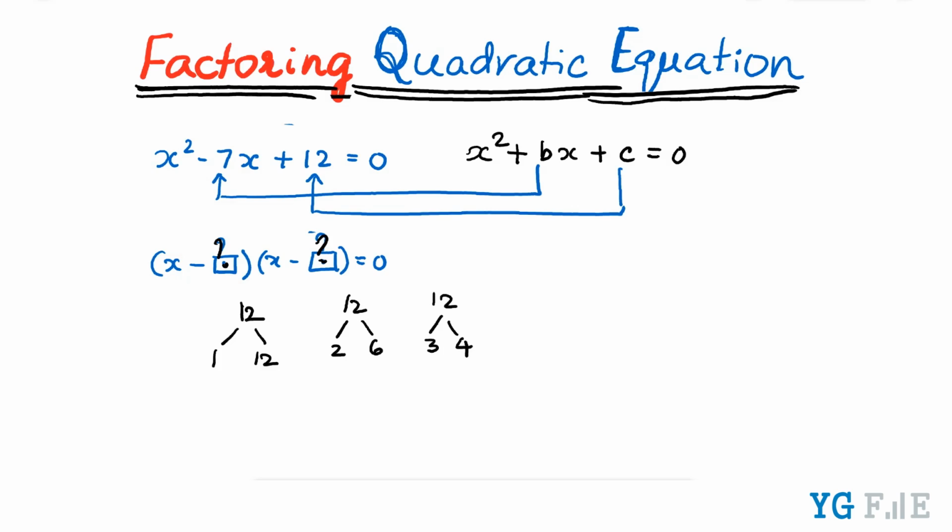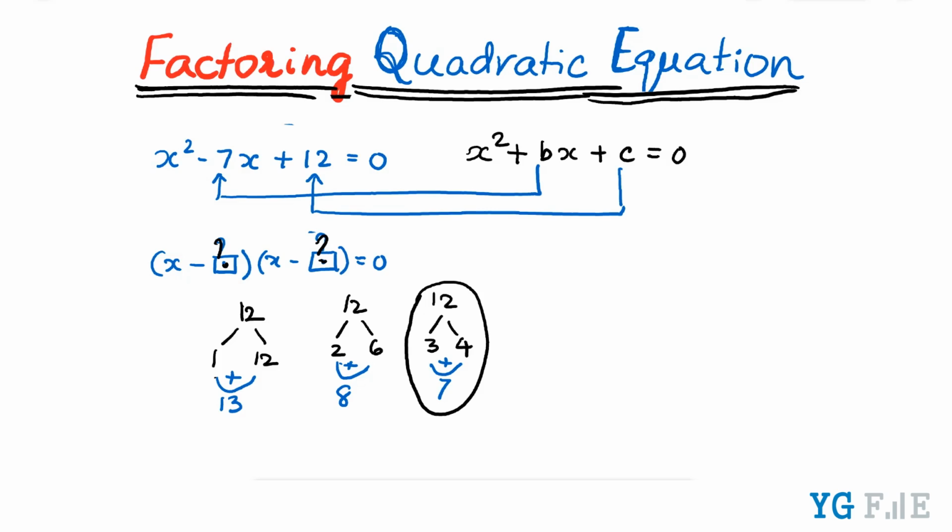Now the sum of the factors should be equal to b. Here b is minus 7. So let us try to see the sum. When we add the first pair, we get 13. When we add the second, we get 8. When we add these two numbers, we get 7. Therefore these factors will work for our equation because the sum of the factors is equal to the coefficient b.